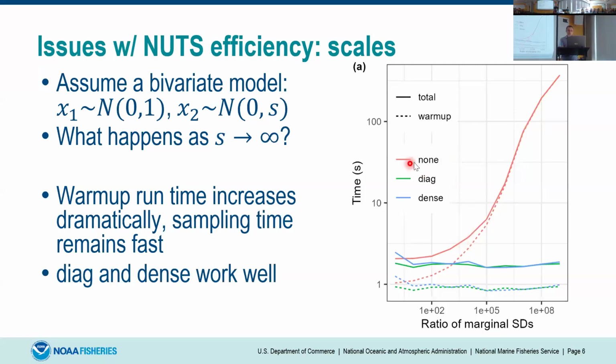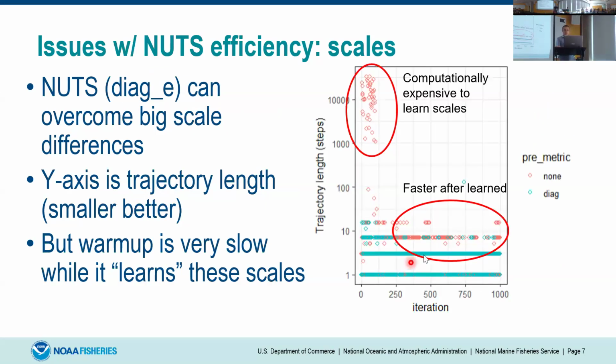This red color is like this kind of default Stan behavior. And I'm going to introduce two new metrics, called diag and dense, and those are both basically working really well. They're invariant to s, right? That's good and what we want. So why is that so slow?